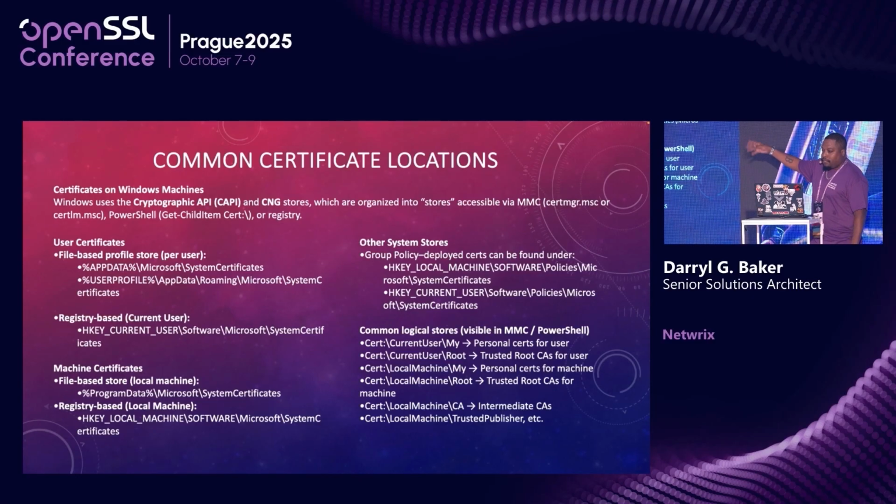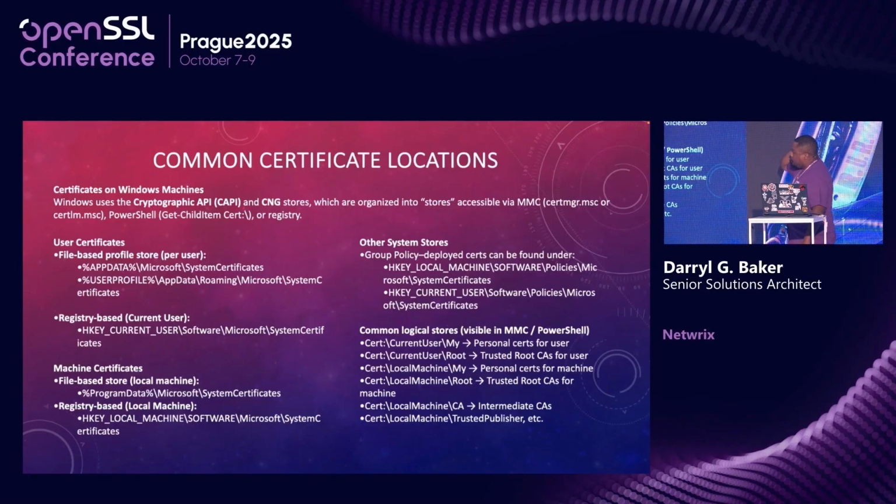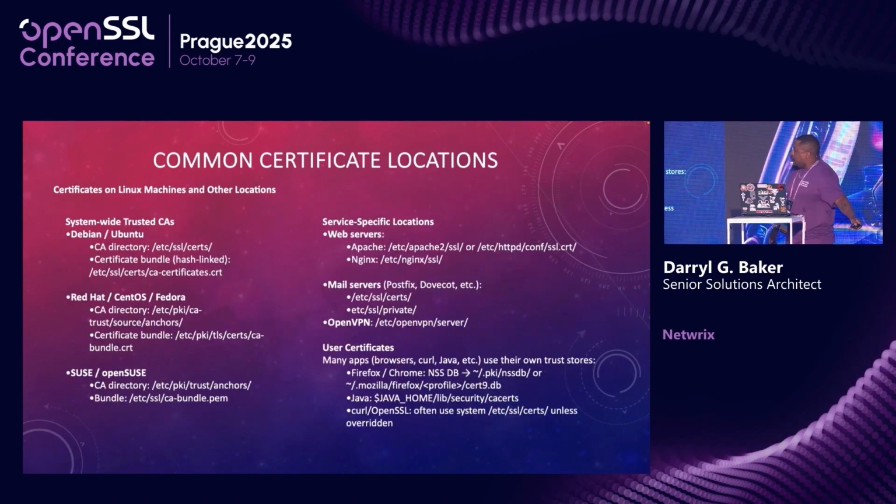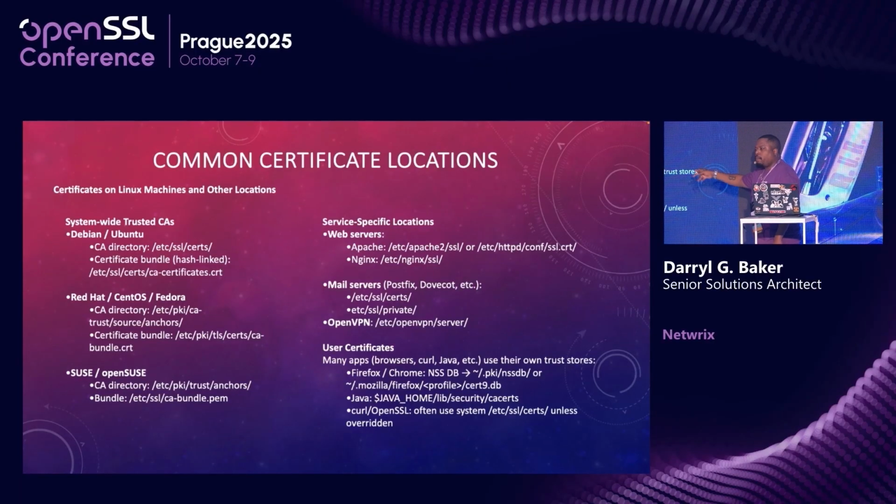Common certificate locations. Again, all of this is in my GitHub, so if you're not familiar with all of the different places that you can find certificates across different systems, these are the places here. This is Windows machines, and then we have some of your common Linux machines, as well as third-party applications that also store a copy of specific types of certificates, such as browsers, Java, etc.